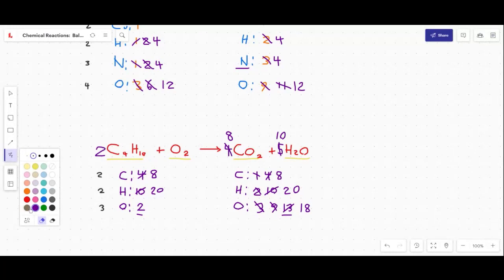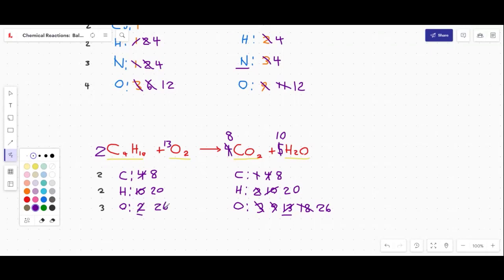26, flipping 26. So now I'm going to go ahead and change my 18 to a 26. Now I can balance my oxygens. So how many oxygens do I need? What do I need to put in front of O2? 13. And now I have my balanced equation.